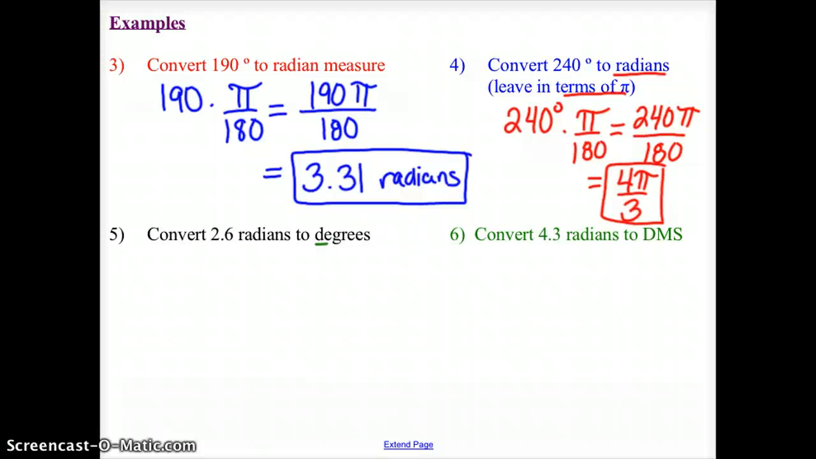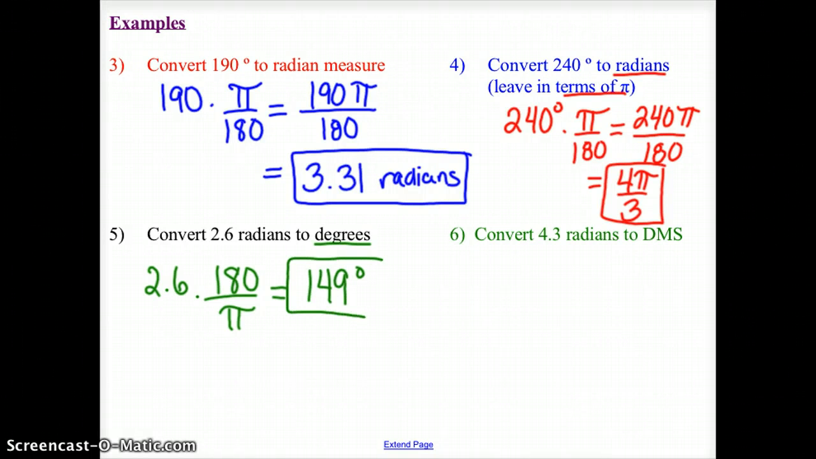For example 5, now we're going to go in the opposite direction. This time I'm going to convert to degrees. So I'm going to take my radian measurement, multiply that by 180 over pi. And again, the directions do not say leave in terms of pi, and there was a decimal to begin with, so I know I can have a decimal in my answer. If I multiply everything out, I should get 149 degrees. When you use your calculators, make sure you use the pi key on your calculator. If you round to 3.14 on your calculator, you will not get the exact answer. So be sure to use the pi key on your calculator.